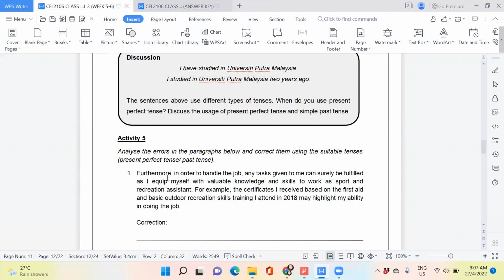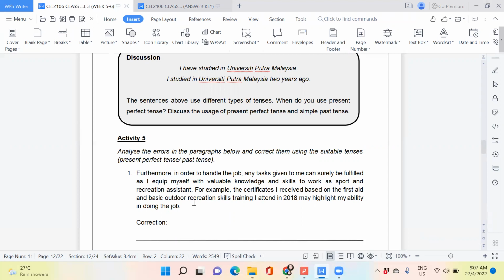So it says, furthermore, in order to handle the job, any tasks given to me can surely be fulfilled as I equip myself with valuable knowledge and skills to work as sport and recreation assistant. For example, the certificates I received based on the first aid and basic outdoor recreation skills training I attend in 2018 may highlight my ability in doing the job.